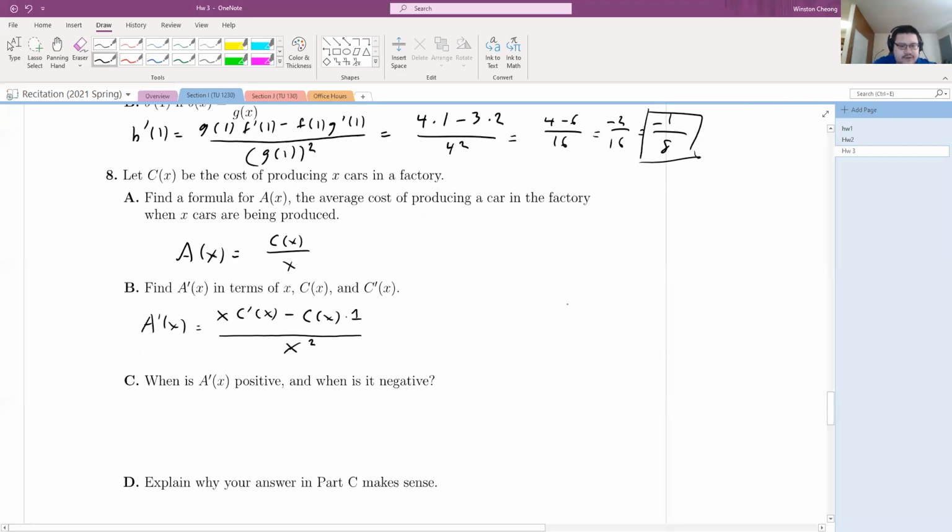Now the analysis of when is it positive and when is it negative, that's where you have to think a little bit. So notice that because X is squared in the denominator, that's always going to be positive, so we can kind of ignore it. So it's the numerator that we have to consider. And really we're trying to figure out how does X times C prime compare with C?